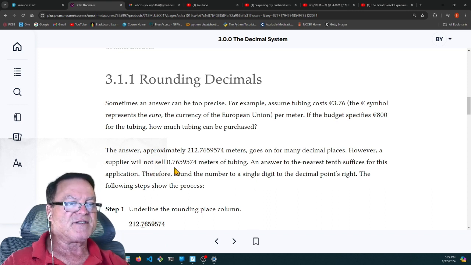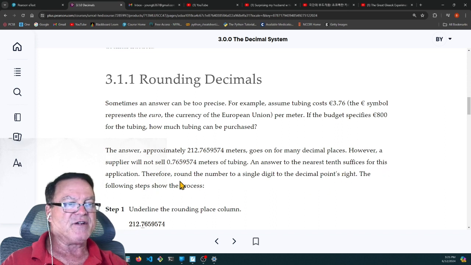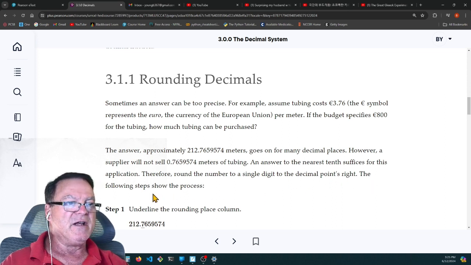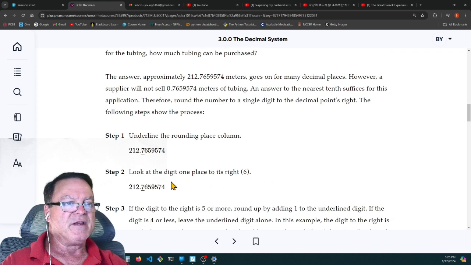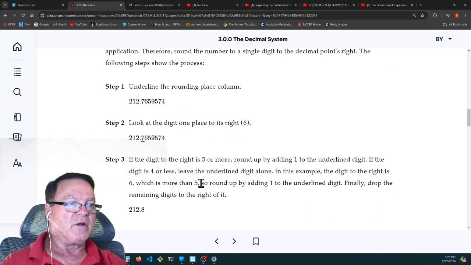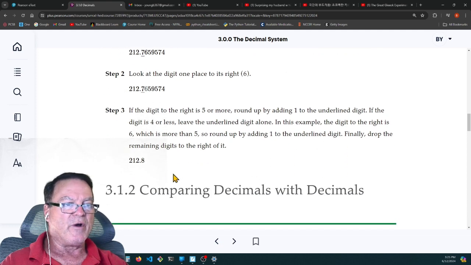However, a supplier will not sell 0.765957 meters of tubing. An answer to the nearest tenth suffices for this application. Therefore, round the number to a single digit to the decimal point's right. The following steps show the process. So here, the 0.7, we're going to round it to 0.8 because the next digit is a 6. It's 5 or greater. If the digit to the right is 5 or more, round up by adding 1 to the underlined digit. If the digit is 4 or less, leave the underlined digit alone. So 212.8.